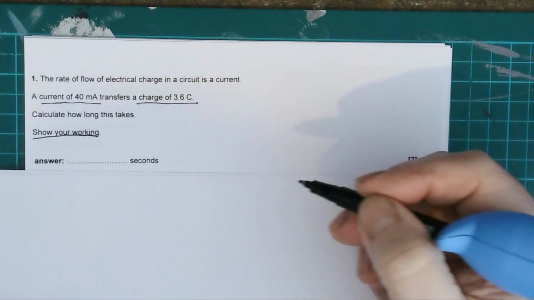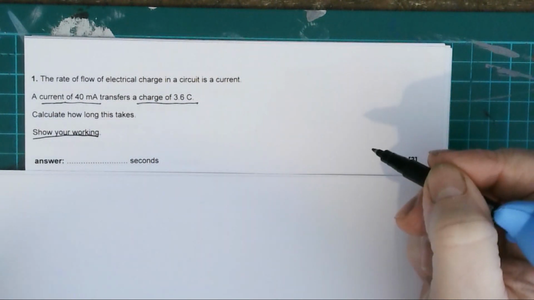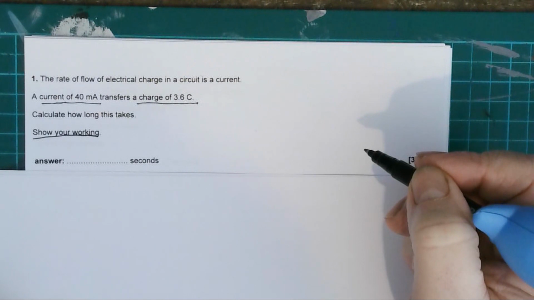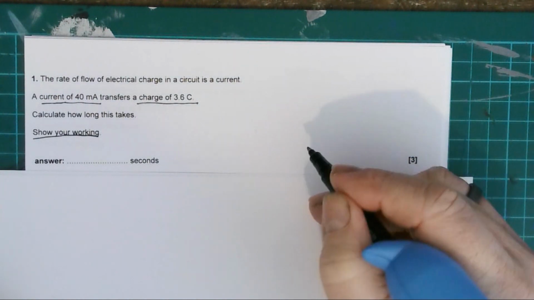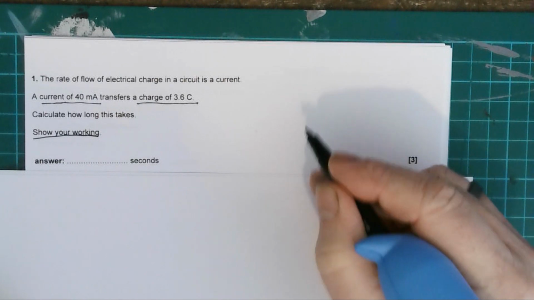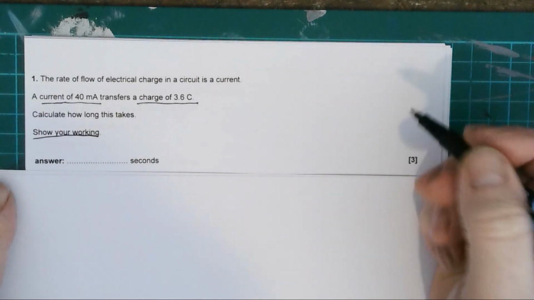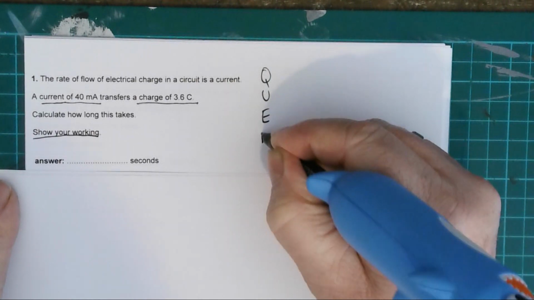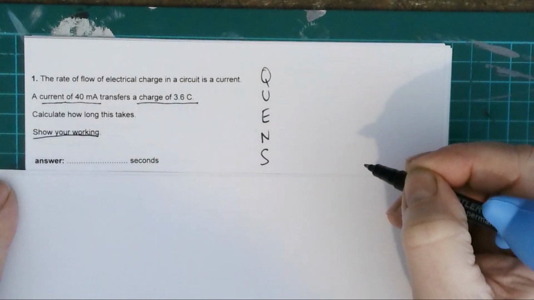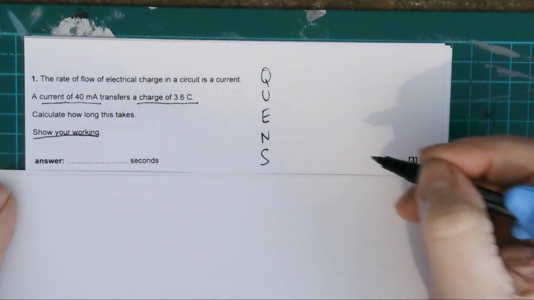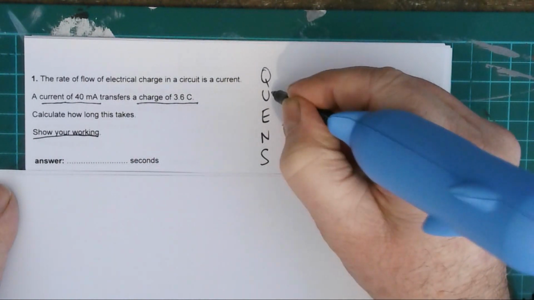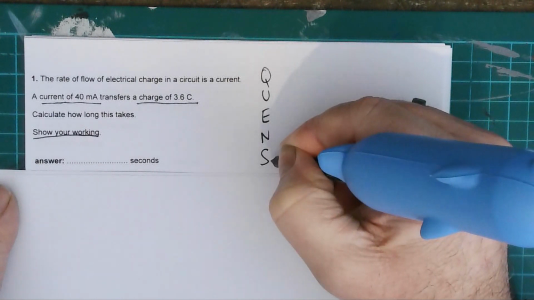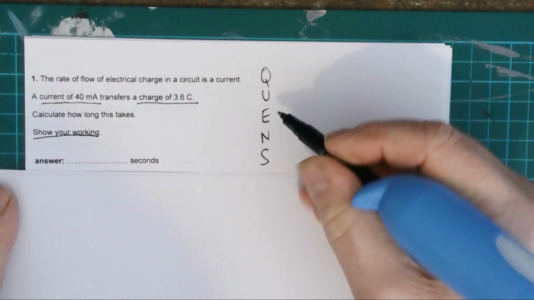So let's see if we can answer this. Now, how does that annoying song go? Q, U, E, N, S. That's how I should be showing my working. Quantities, units, equation, numbers, solve it. I remember.